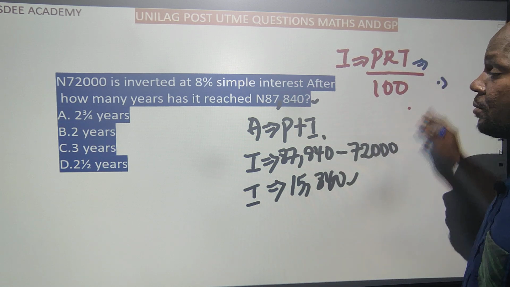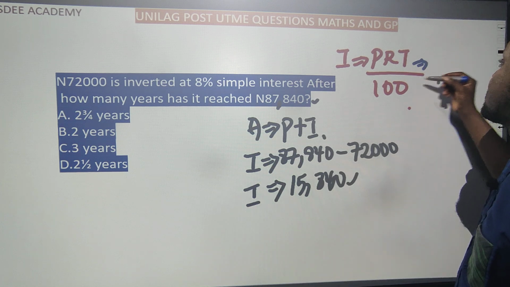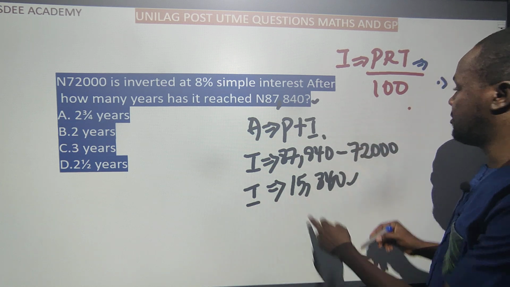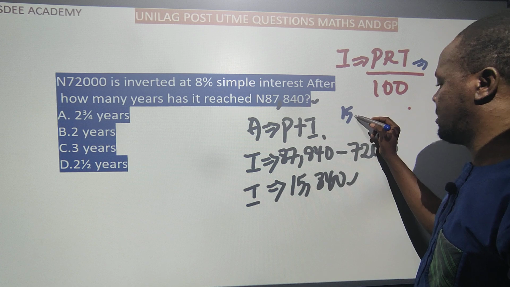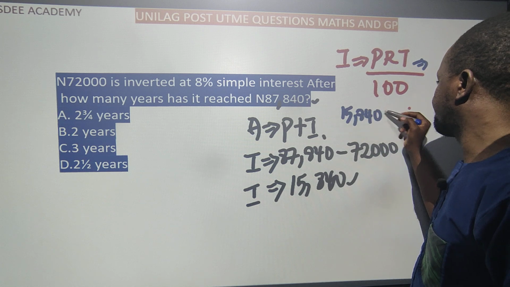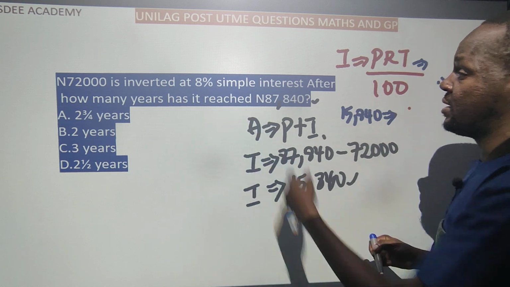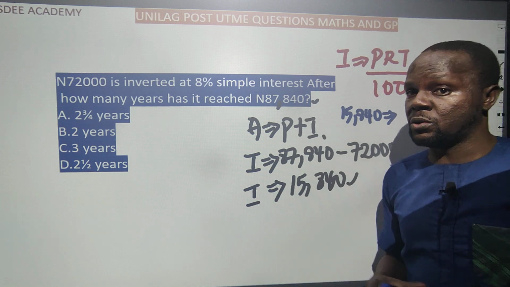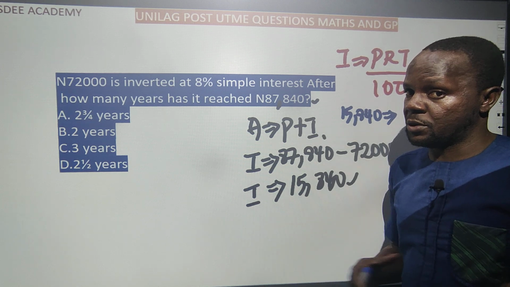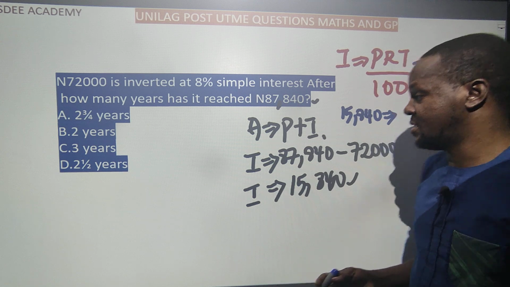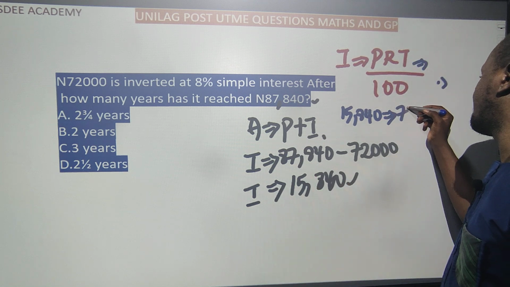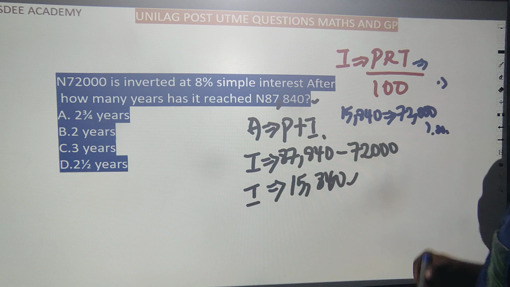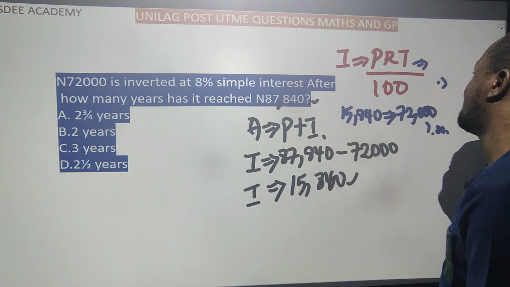What is the principal? Apologies for that. The principal is still 72. Interest now is 15. Look at what I will do. 15,840 is equal to... these are questions that normally, if you are very good, you will know how to solve without wasting time. But because I'm explaining, that's why I'm taking this time. Principal is 72,000.